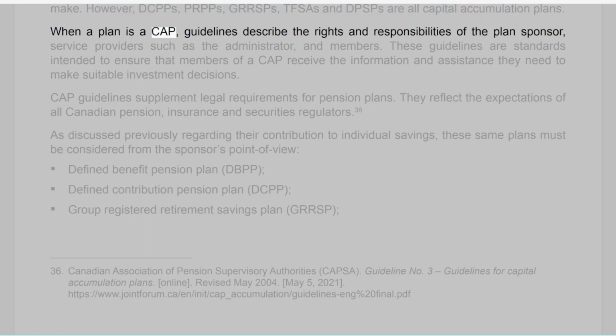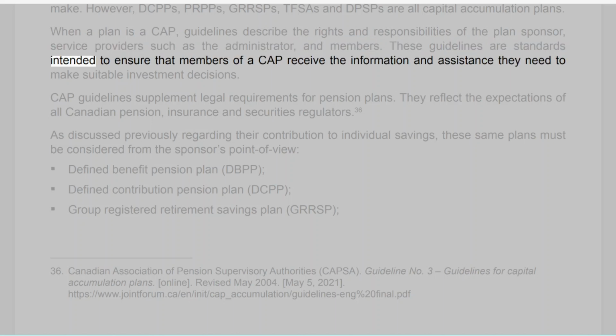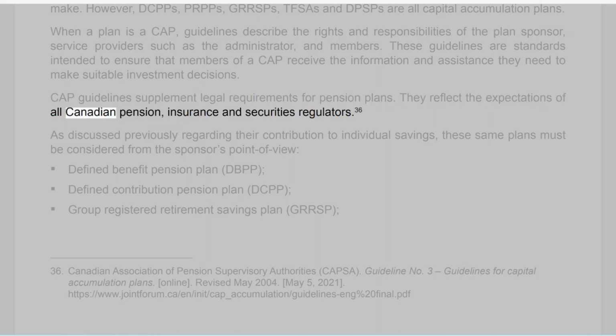When a plan is a CAP, guidelines describe the rights and responsibilities of the plan sponsor, service providers such as the administrator, and members. These guidelines are standards intended to ensure that members of a CAP receive the information and assistance they need to make suitable investment decisions. CAP guidelines supplement legal requirements for pension plans. They reflect the expectations of all Canadian pension, insurance and securities regulators.